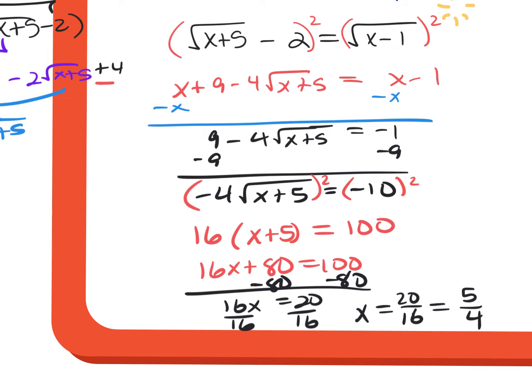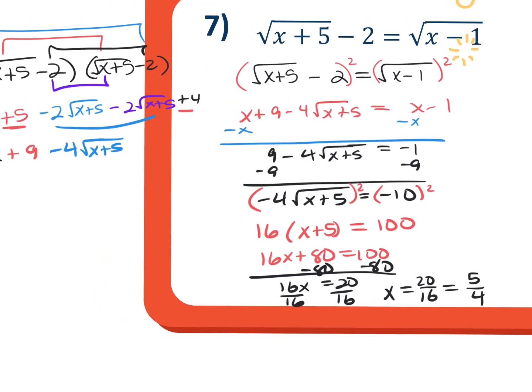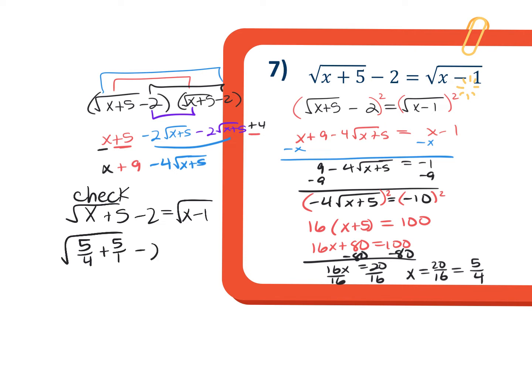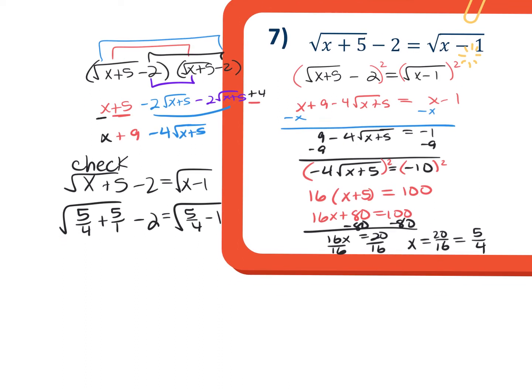Remember, you must check this answer. So I'm now going to plug in 5 over 4 into my original problem. So this is my check. So the square root of x plus 5 minus 2 is equal to the square root of x minus 1. So 5 over 4 plus 5, minus 2, equals the square root of 5 over 4 minus 1. So I need to simplify what's under the radical.